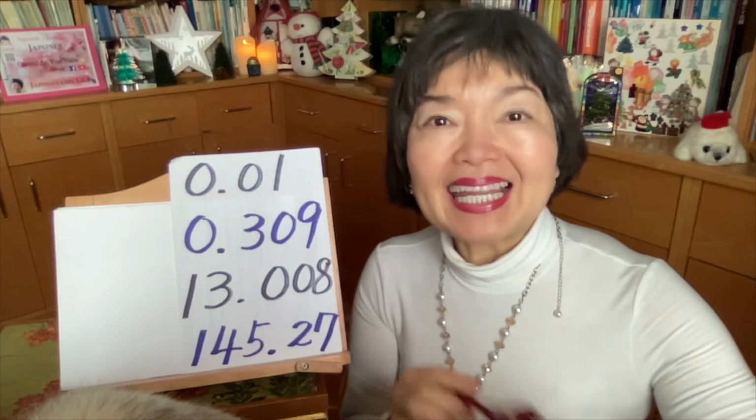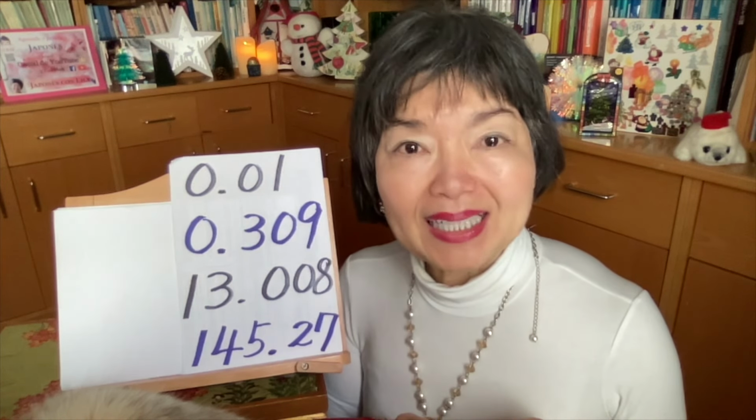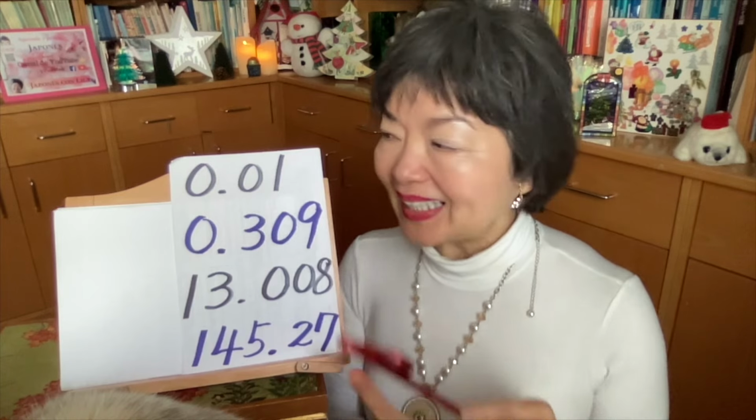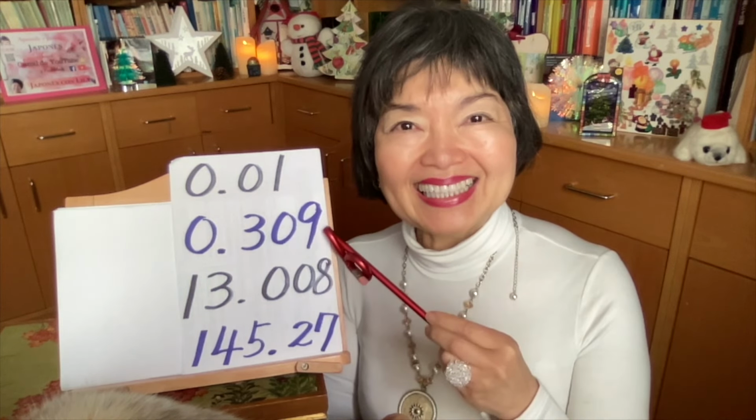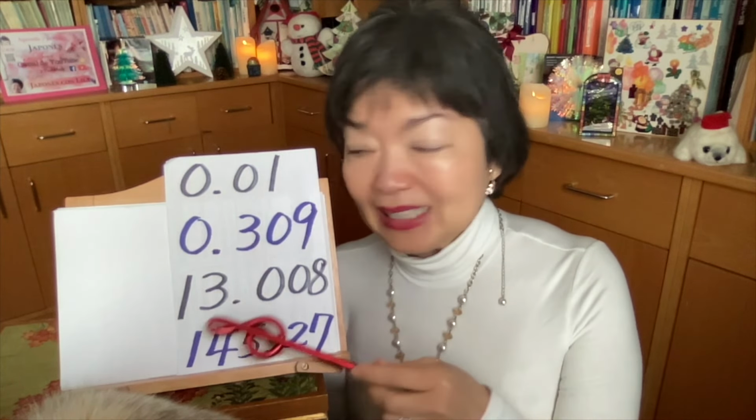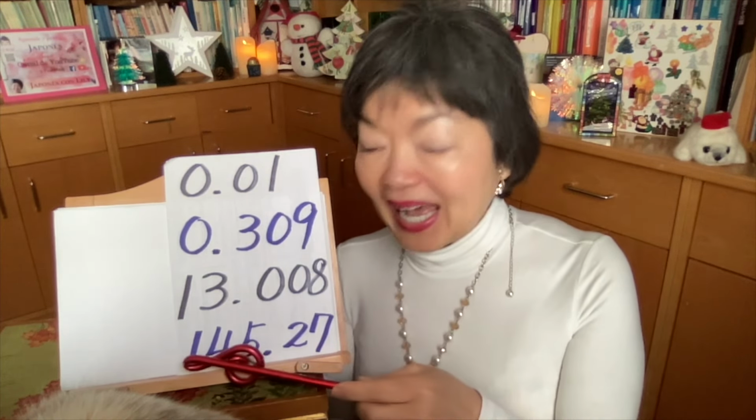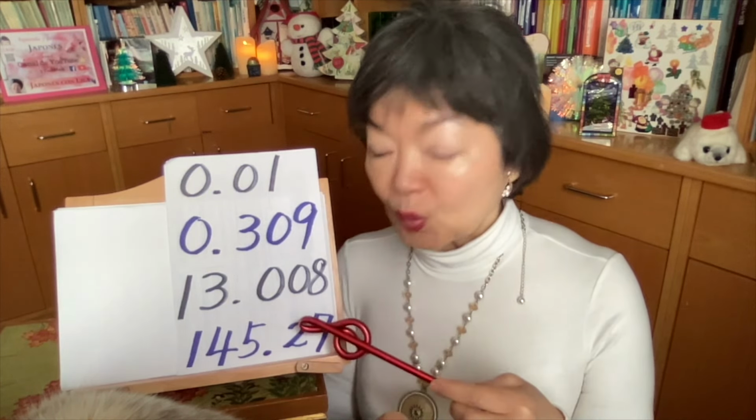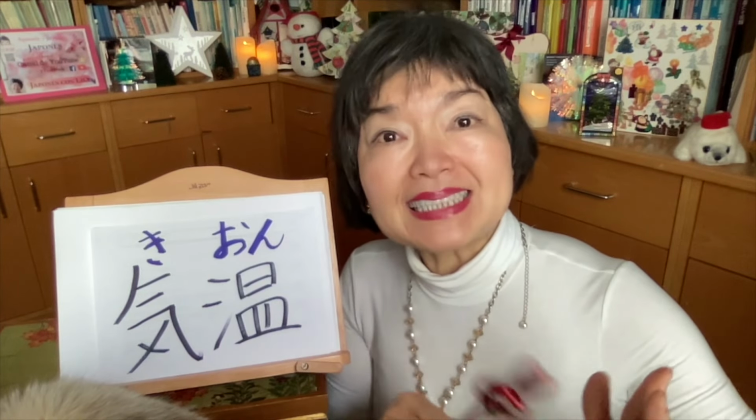Now a quiz time. So please prepare your pen and paper and let's get started. How to read these numbers in Japanese? Number 1, 0.01. Second, 0.309. And the third, 13.008. Number 4, 145.27. The last three questions are dictation, so you must write them in Japanese. And after that, please answer these questions.